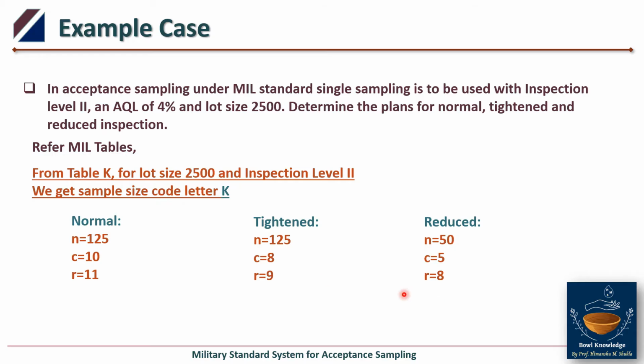So we get the sampling plan for normal inspection as 125, 10 and 11, where 125 is the sample size, 10 is the acceptance number and 11 is the rejection number.